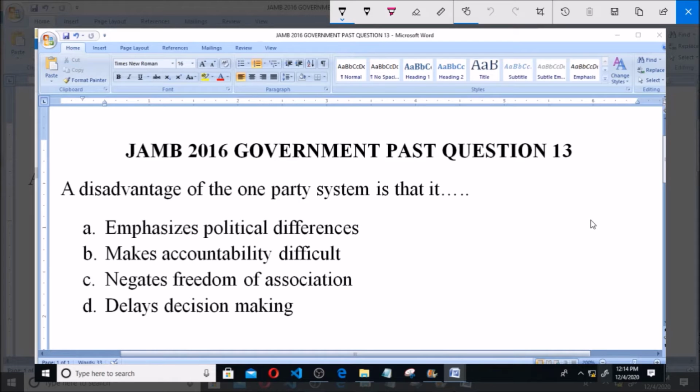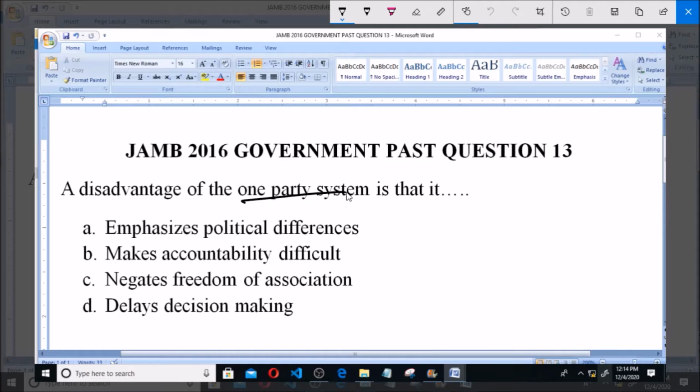Tclassified.com. This is JAMB year 2016 past question. Question number 13 says, a disadvantage of one-party system is that it dash. A disadvantage of one-party system is that it dash.